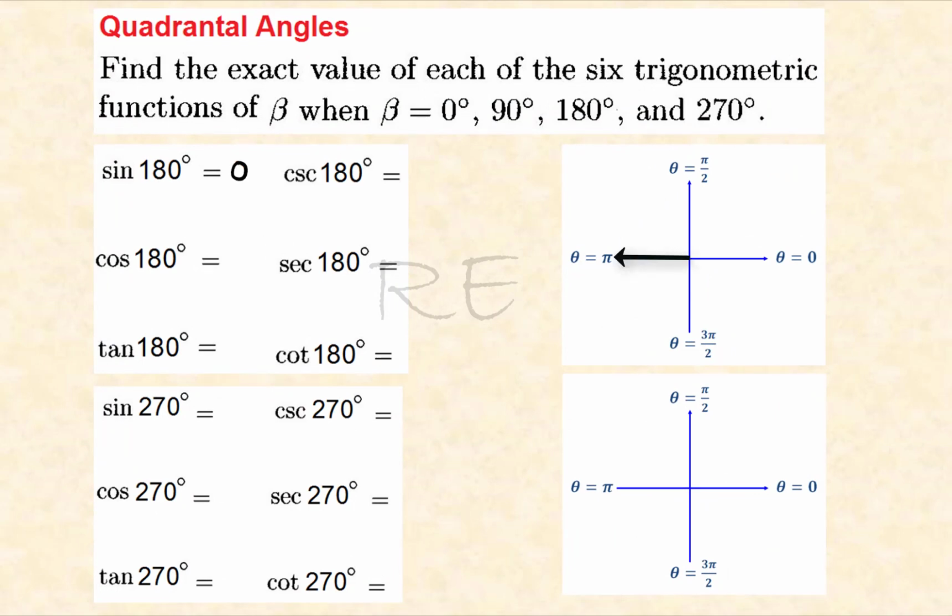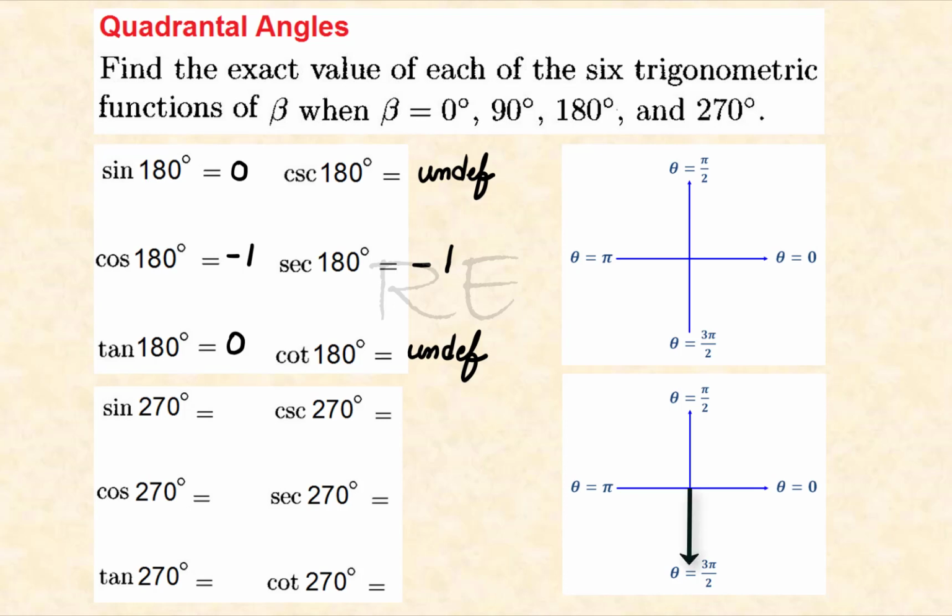Sine 180 is equal to 0. Cosecant 180 is 1 over 0, undefined. Cosine 180 is equal to negative 1. Secant of 180, 1 over cosine 180, is also negative 1. Tangent 180, 0 over negative 1, is 0. Cotangent 180, negative 1 over 0, undefined.